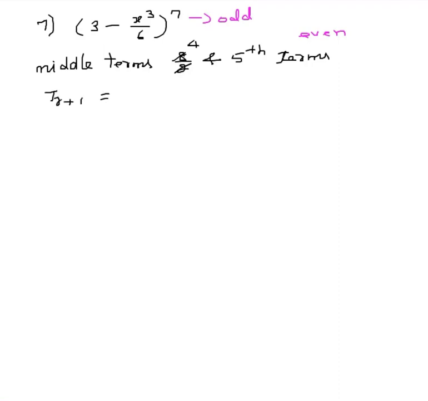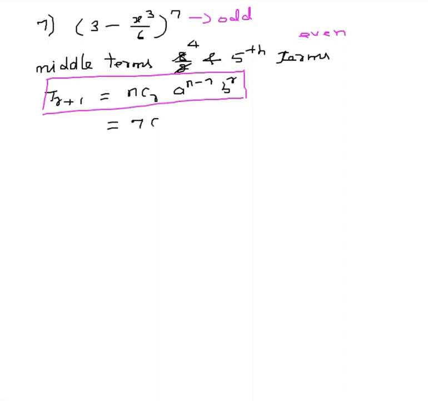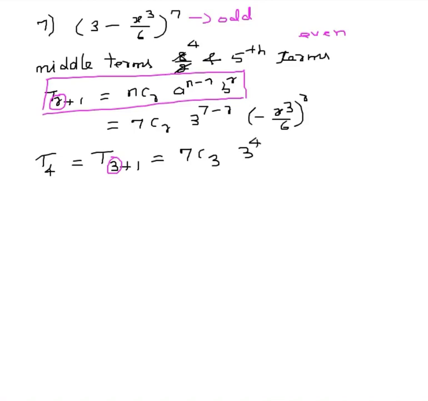We will write the general term formula. nCr, a raised to n minus r, b raised to r. Substitute for n, a and b. N is 7, a is 3 and b is minus x cube over 6. Now we need to write the 4th term. I can write this as T(3+1). R is 3. 7C3, 3 raised to 7 minus 3, which is 4, minus x cube divided by 6 raised to 3.